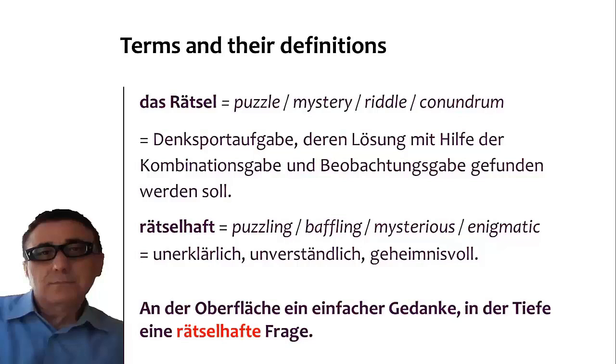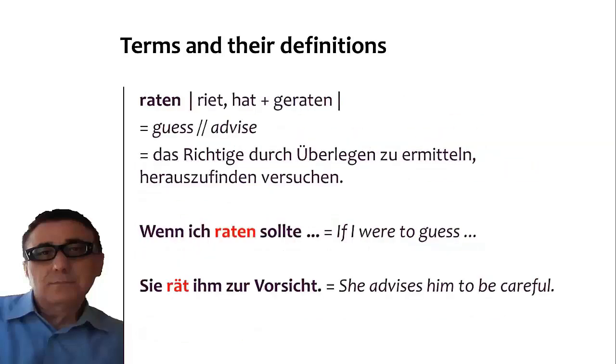Let's look at this sample sentence. An der Oberfläche ein einfacher Gedanke, in der Tiefe eine rätselhafte Frage. On the surface, on the superficial level, it is a simple thought, but if you go into depth, and go deep, it is a mysterious, puzzling question. This is the meaning of our sample sentence.